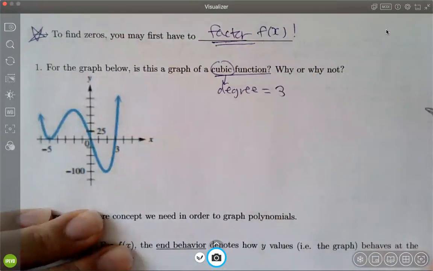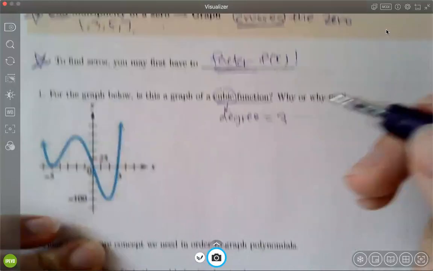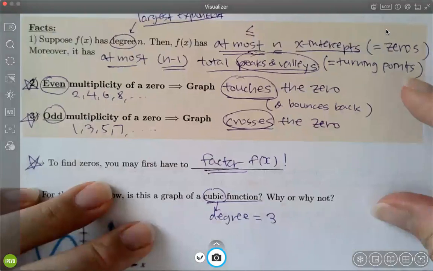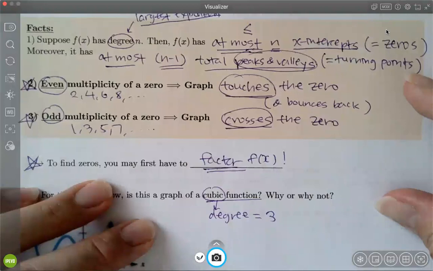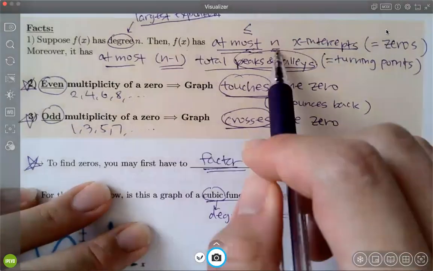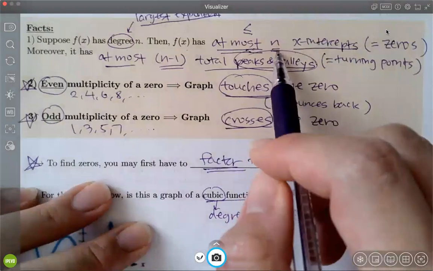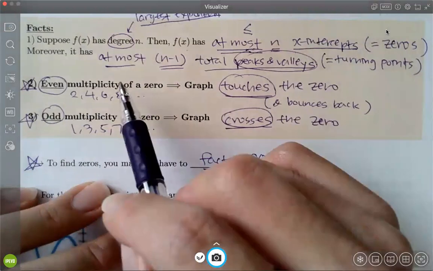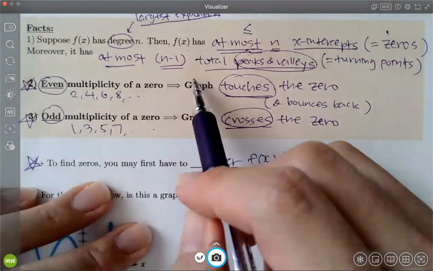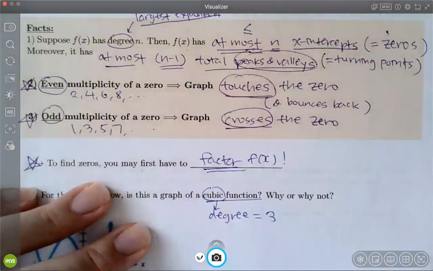Okay, that's what the word cube means. Okay, so now, because of fact number 1, what has to be true for any degree 3 or cubic function? It will have at most, or up to, 3 x-intercepts, and it has up to 3 minus 1, or 2, total peaks and valleys.